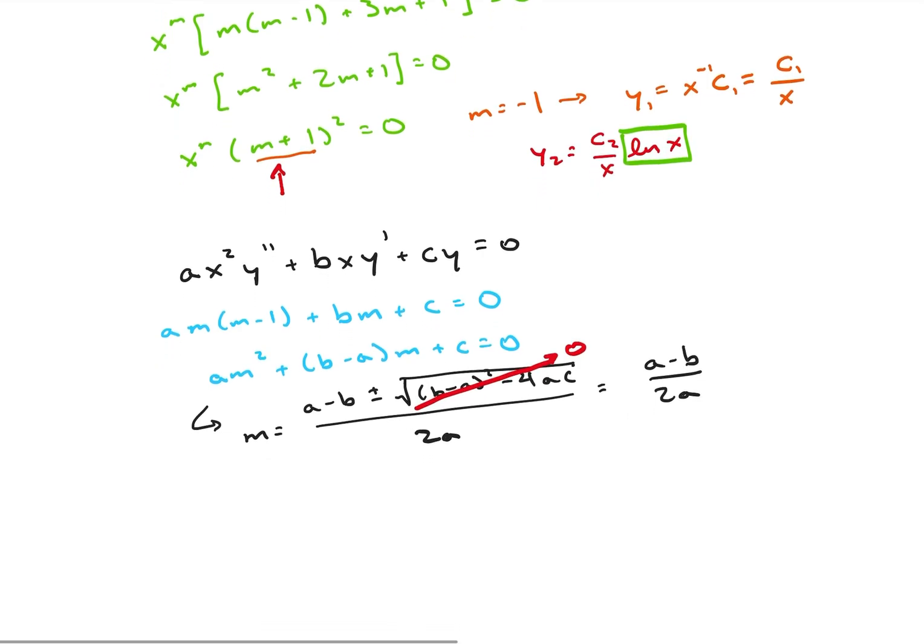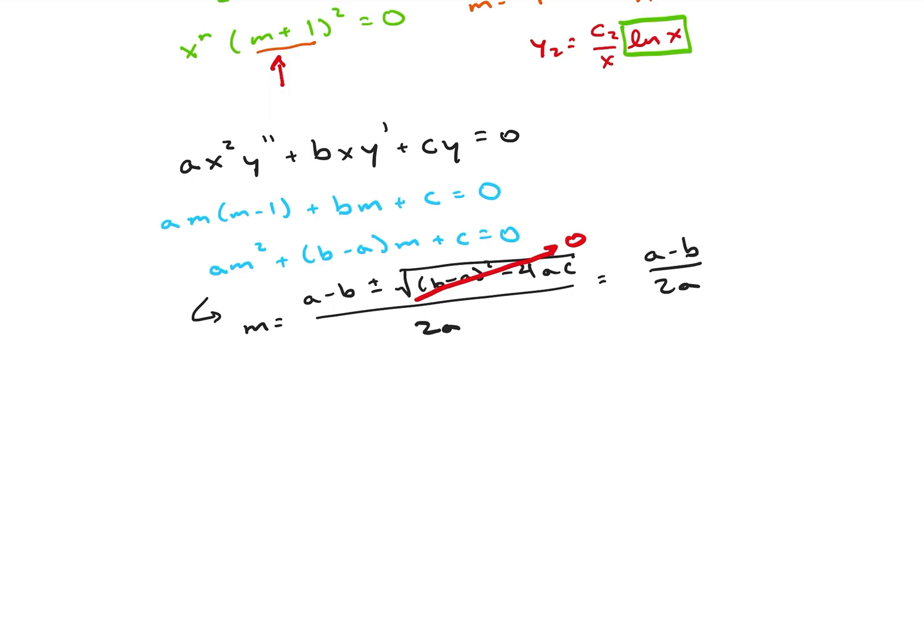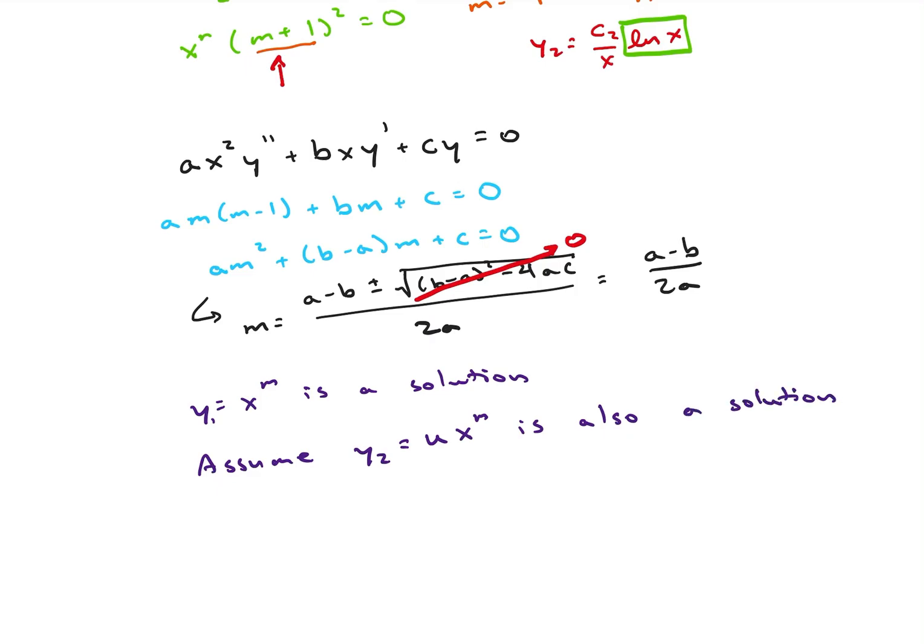All right, so what reduction of order says is that we can reduce this to a first order equation if we make an assumption. Since we know that y equals x to the m is a solution, let's assume that y2 equal to u x to the m is also a solution. So we have a product of u, some new function, and x to the m. And our goal is to figure out what that u function is.